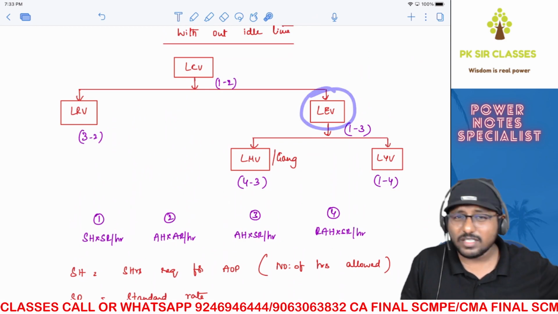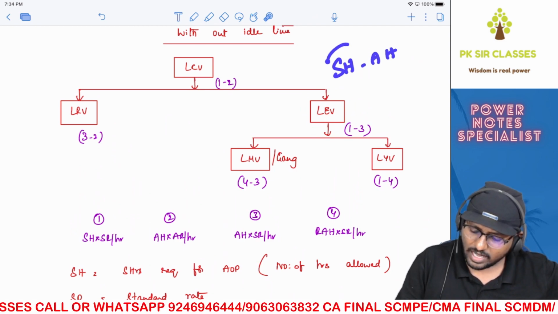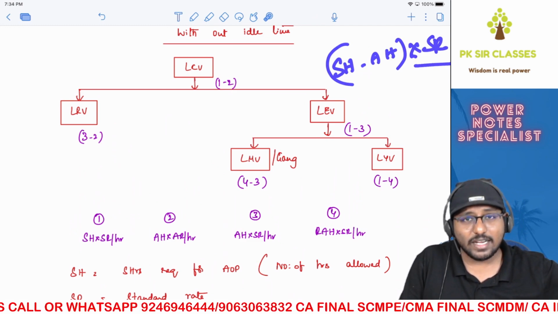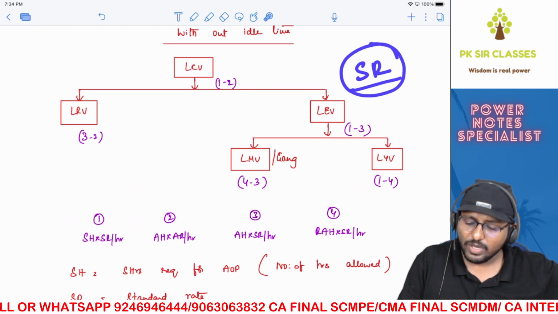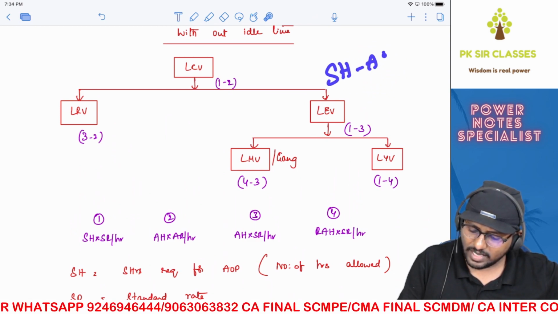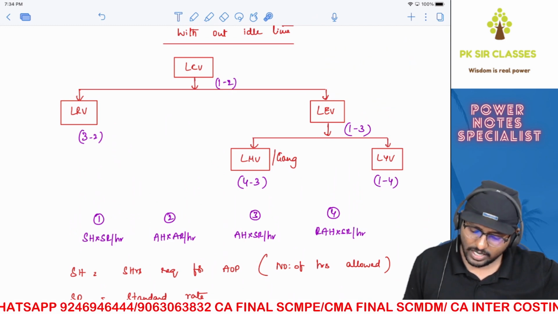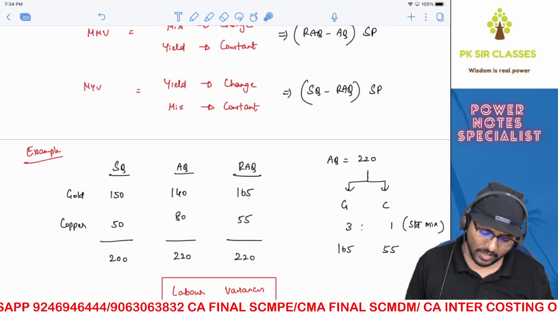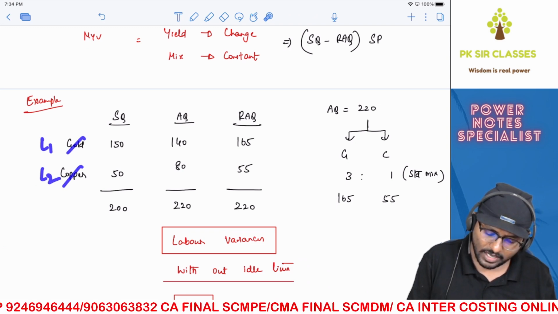Now labor efficiency variance is all about the number of hours that you have consumed. Same stuff: difference between standard hours and actual hours, and the rate has to remain constant. Similar to standard price being constant in the material variance, here standard rate will remain constant. So it will be SH minus AH, difference between hours, into standard rate remaining constant. Even mix variance remains the same, even yield variance remains the same. Apply the same logic. Instead of gold and copper, here you just presume them as labor 1 and labor 2, and they are taking these many hours.